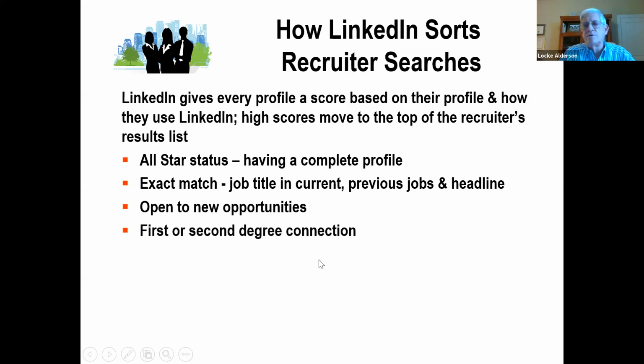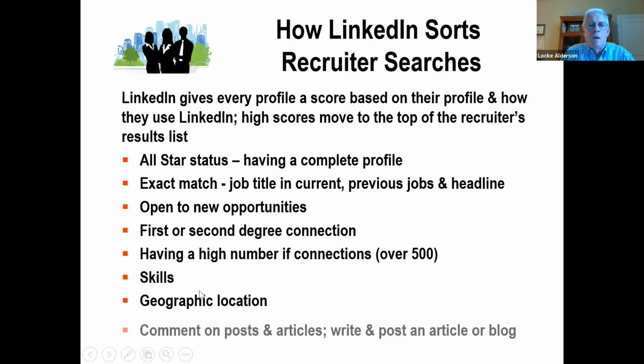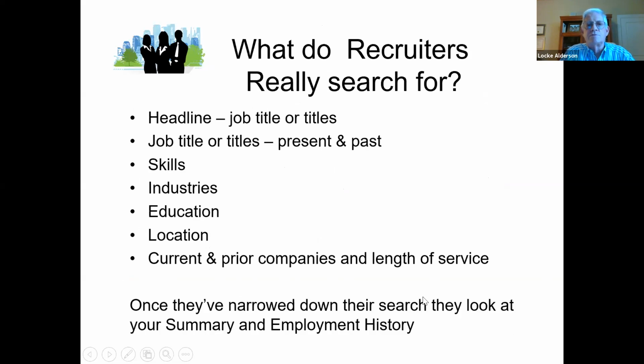Are you a first or second degree connection to them? It also increases your searchability. And having a high number of connections, generally over 500, is the threshold that they look at. And what are your skills? It takes a look at skills because that's how recruiters search. And what is your location? Because generally recruiters are going to want candidates that are within 25 miles of their job location because they're more acceptable to changing jobs. Some people and some jobs are nationwide and can be worked virtually as well. And also your comments on posts and articles, or if you've written.